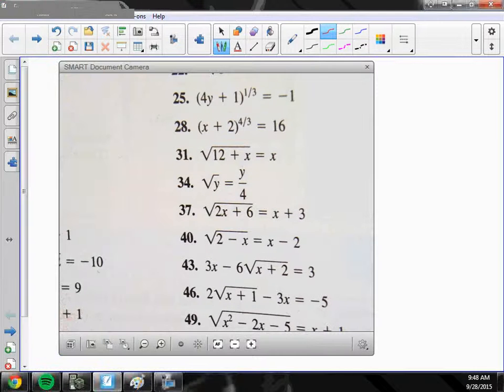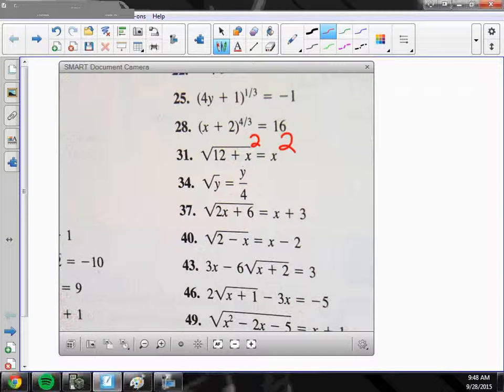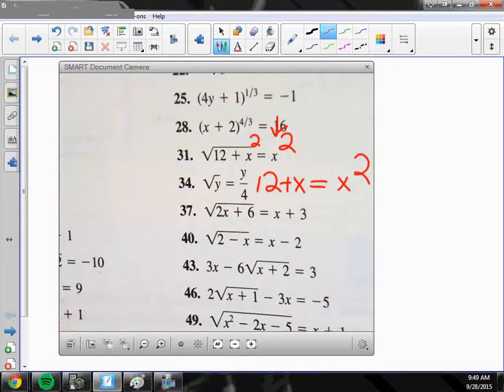So for number 31, what am I going to do to get rid of that square root? Square both sides. Now, that creates a potential problem. If x is negative, does this have a solution? No, because the square root of anything cannot equal a negative number. So when I solve this, if my answer is negative, I'll get an answer, but any negative answer won't work, because if that number is negative, it's an impossible situation. So we end up with 12 plus x equals x squared.